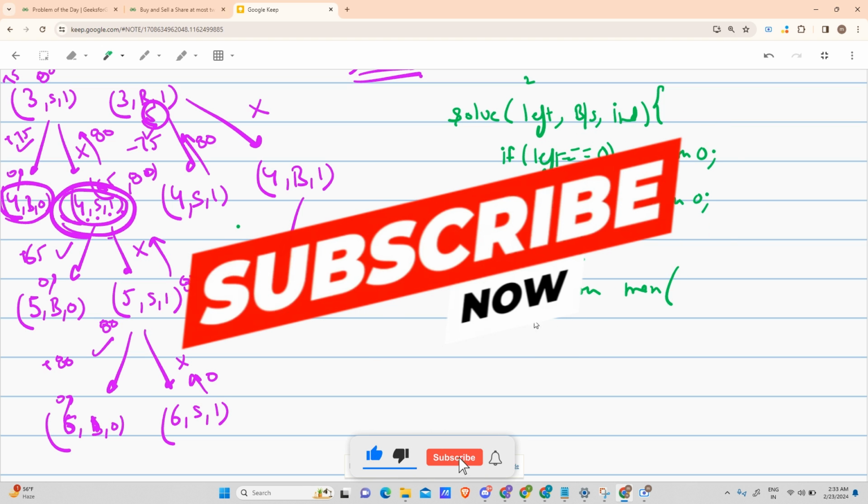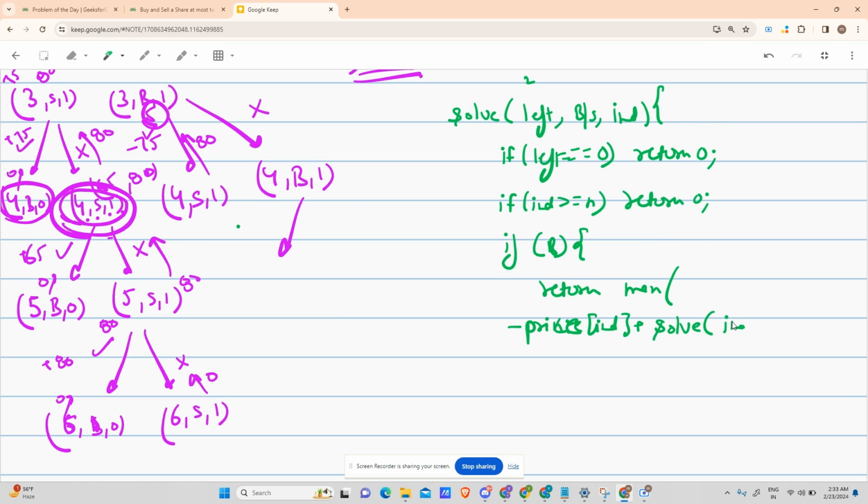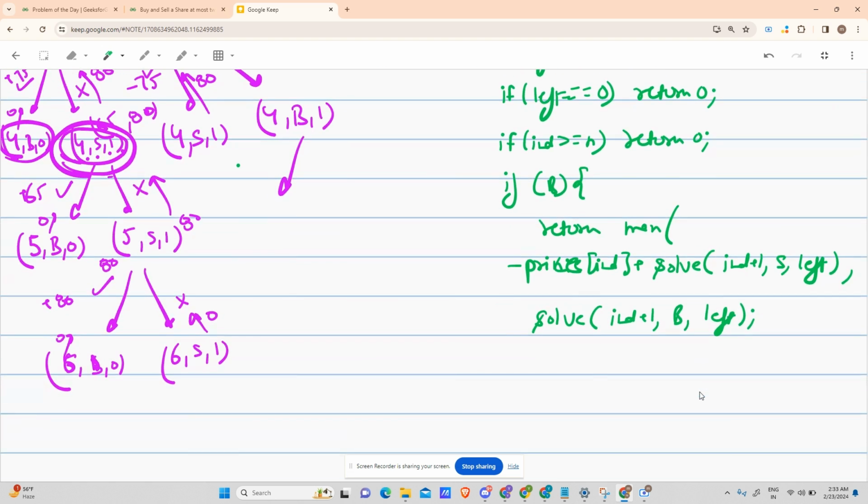Max of, either to buy it, then in that case decrement the price of index, plus go for the next option, that is solve for index plus 1. Now mode will change to selling, and transactions will remain the same, right? The other option for max will be to skip it, that is, solve, go to index plus 1 with the same mode, that is b, and the transactions left are also the same, right?